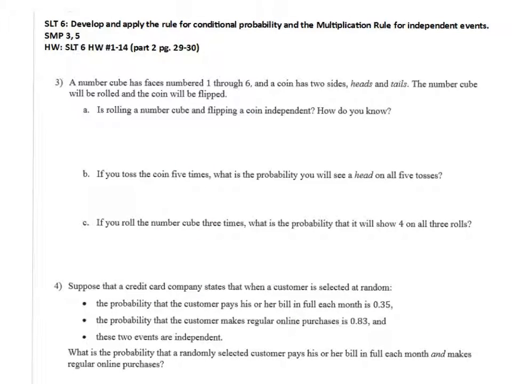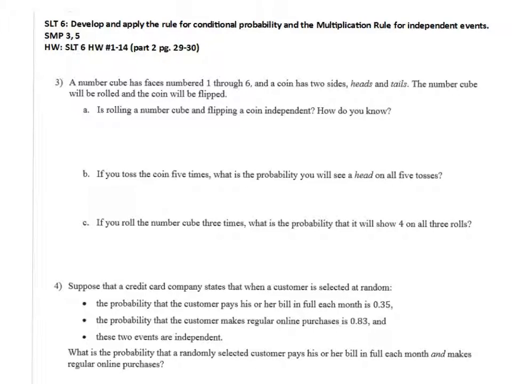Okay, so let's talk about 3A. We have the dice again with 1 through 6 and our coin with heads and tails. So the dice is rolled and the coin is flipped. Will they be independent? How do we know? We could just say, yes, they're independent because the outcome of the dice will not affect the outcome of the coin, or we can mathematically show it.